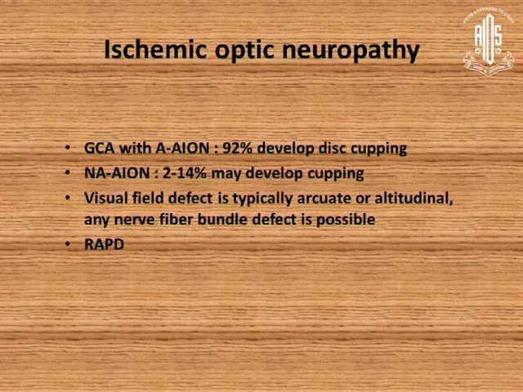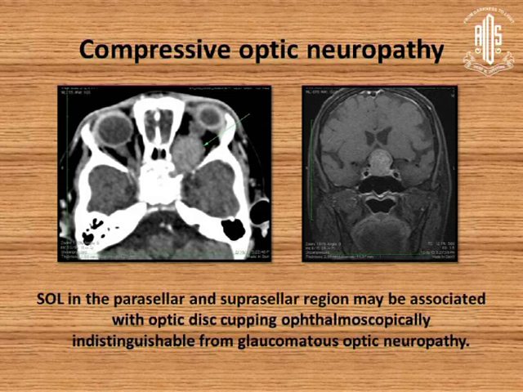Ischemic optic neuropathy: arteritic AION is one of the most common causes of neurological disc cupping, where 92% of patients may develop disc cupping. In NAION, this is relatively rare. The visual field defect is typically arcuate or altitudinal, although any type of nerve fiber bundle defect is possible. RAPD is the differentiating factor.